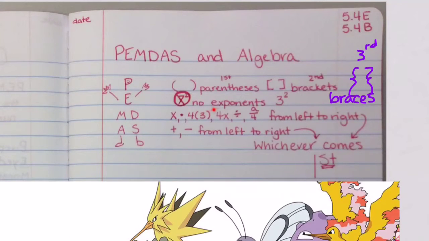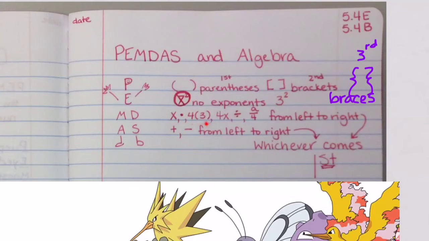Next is the E for exponents. Okay, you don't have any exponents. I wrote it over here. This 3 squared. But over here I have 7 squared, and I put the little "just say no" thing over it. Okay, because we don't have to worry about those this year. Next is multiply and divide.